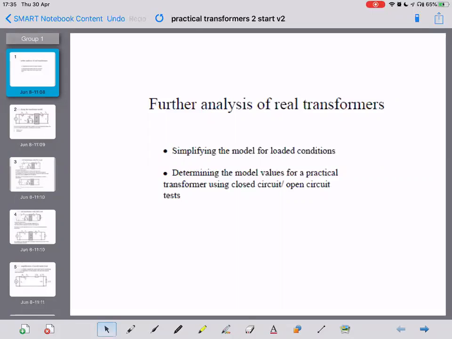So we're going to look at how we can determine model values for a practical transformer using closed and open circuit tests. So we're going to look at some ways that that can be done, and then from that we're either going to work through the transformer on the rig, albeit that we can't actually do the practical. Or I'm speaking now with Mr. Collicott here as to whether he can find a transformer at work and do some tests on that for us, bring some data in so that we can model that.